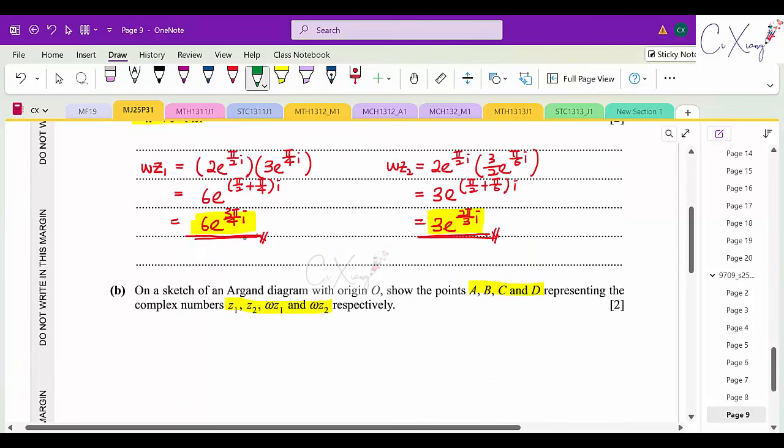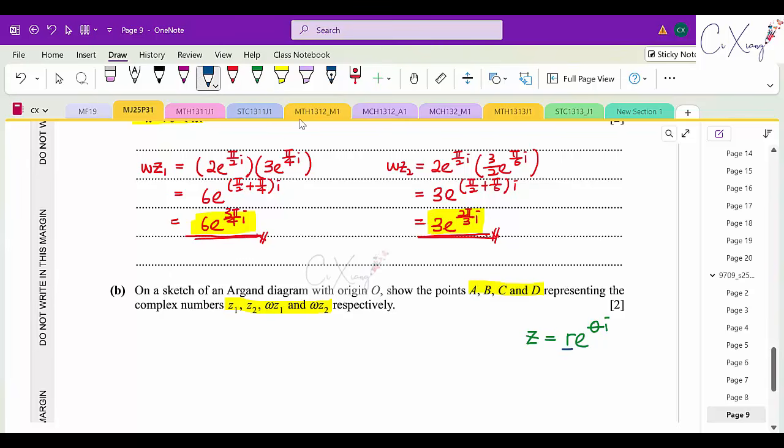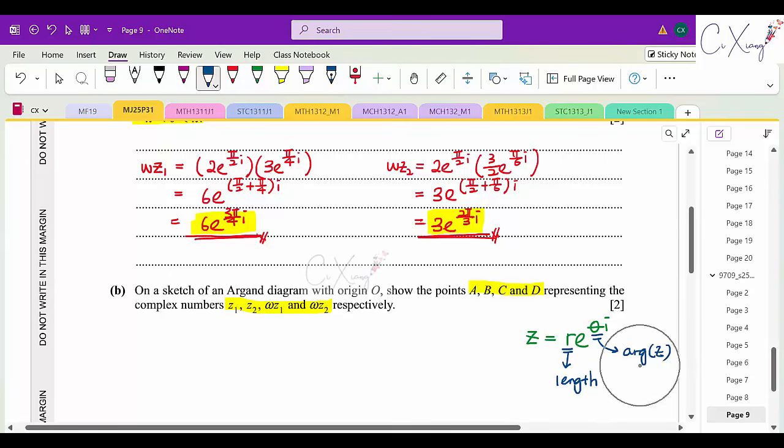First of all, when I have a complex number in exponential form, it will be in this pattern, r e power theta i. The r here means the length of the complex number, or the magnitude. And the theta here means the argument. This argument we measure from the positive x-axis. So length and also the argument.